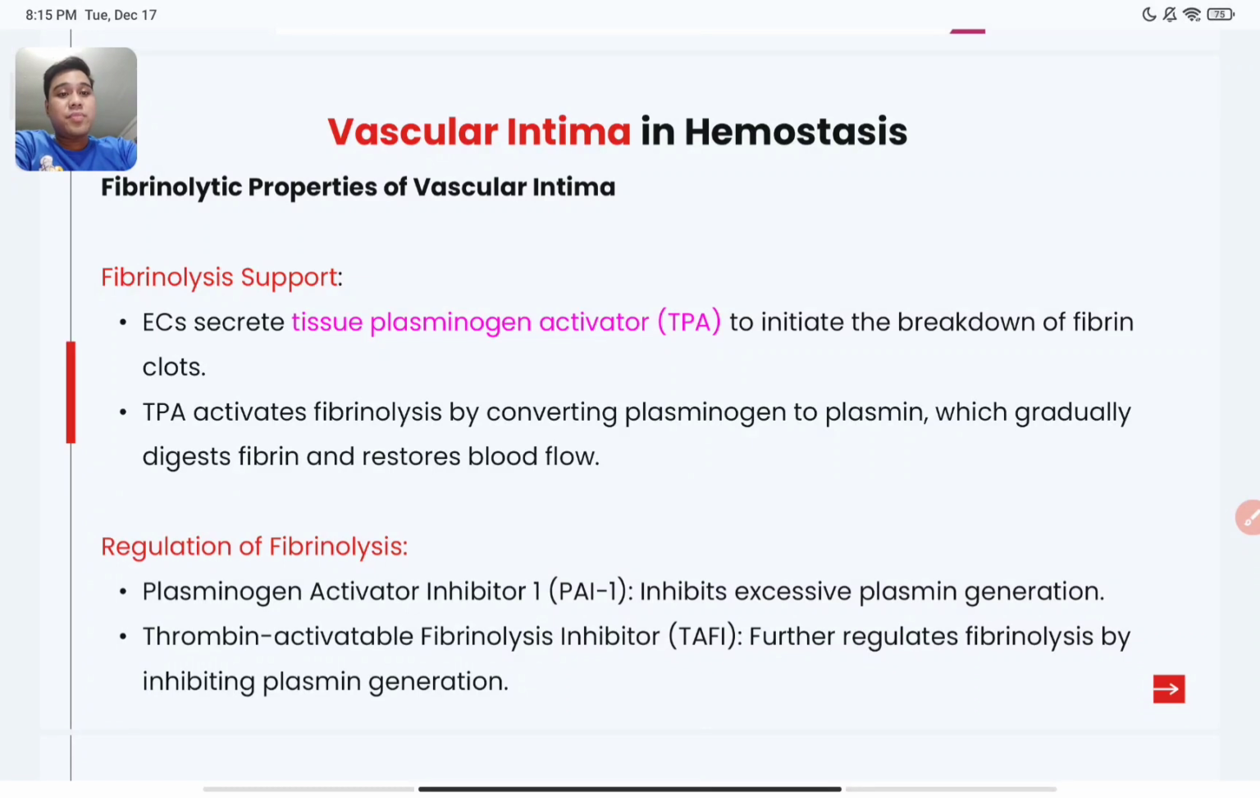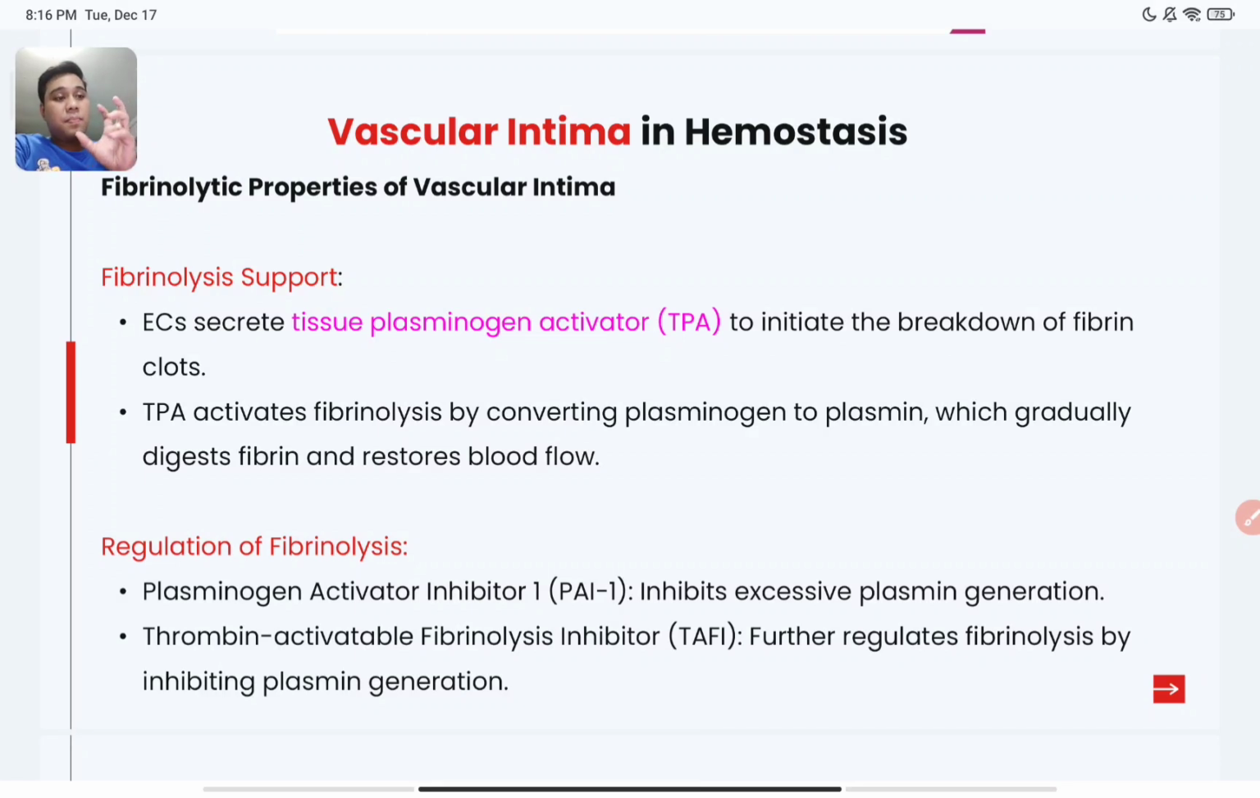So your tissue plasminogen activator activates fibrinolysis by converting plasminogen to plasmin, which gradually digests your fibrin and restores now your blood flow. So the regulation of fibrinolysis is by your plasminogen activator inhibitor 1, which inhibits excessive plasmin generation, and your thrombin activated fibrinolysis inhibitor, which further regulates fibrinolysis by inhibiting plasmin generation.